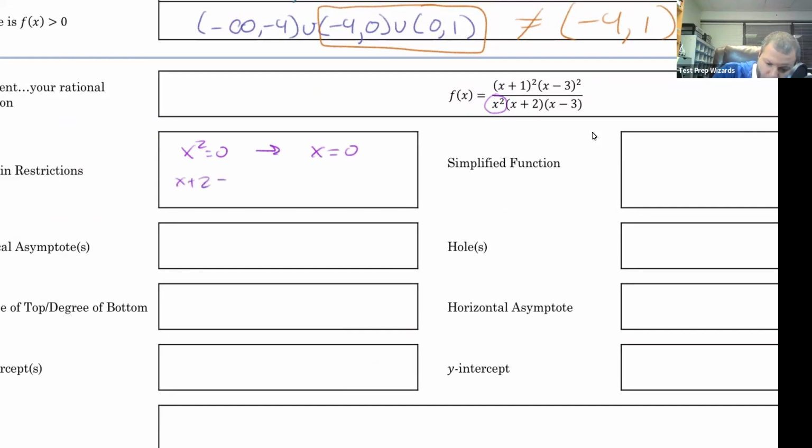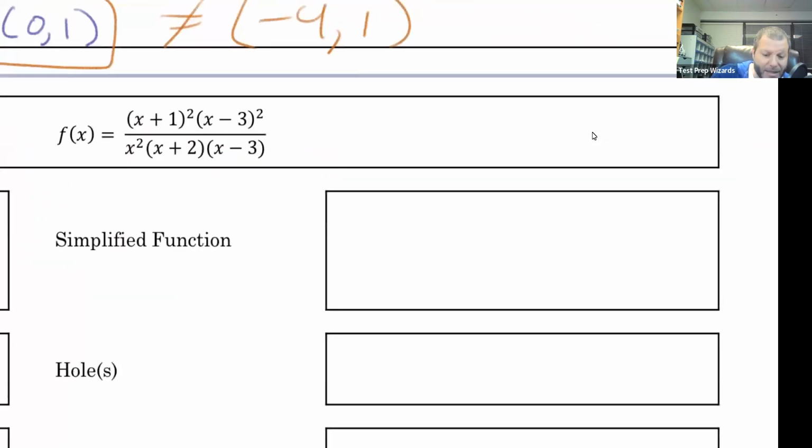x plus 2 could equal zero, so that means that x equals -2 would be a domain restriction. And x minus 3 could be zero, so that means that x equals 3 could be a domain restriction. All right, so that's it for domain restrictions. Now let's start to cancel anything we can.